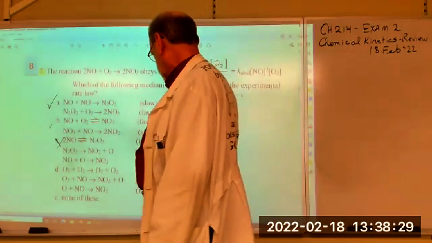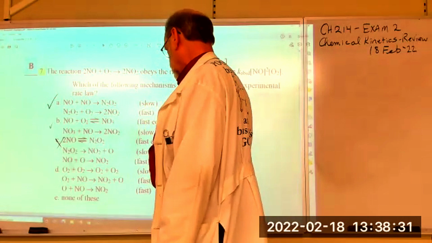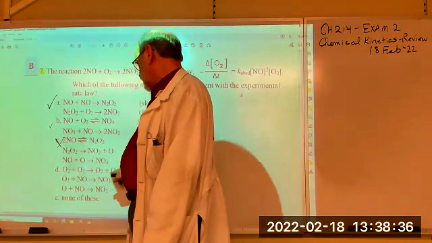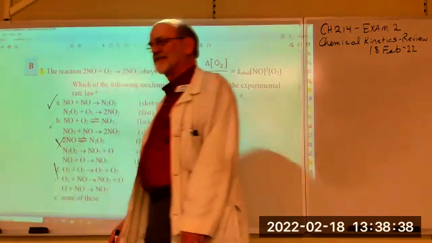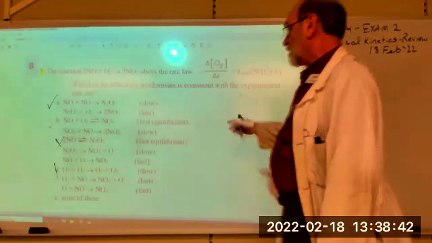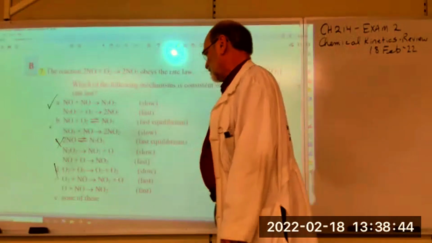And then this one, there's too many O2s in that one: O2 plus O2 yields O2 plus O2. That one can't be. So it's one of these. It's either A or B.